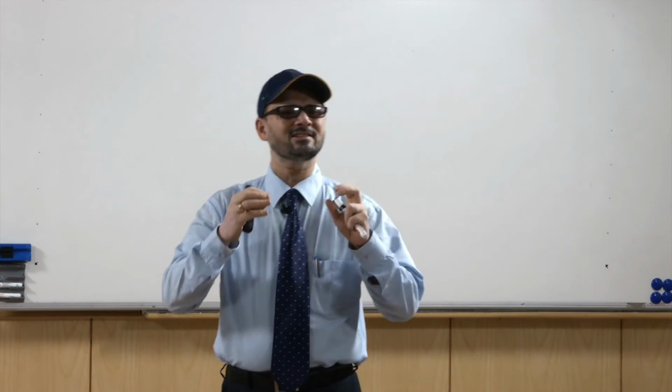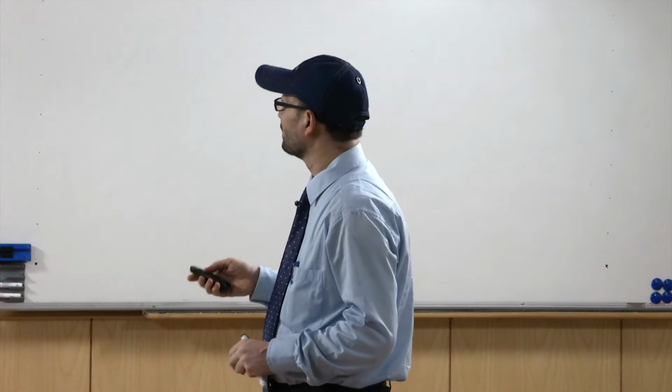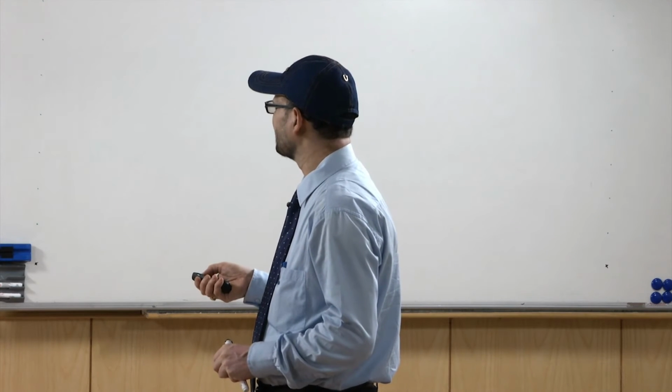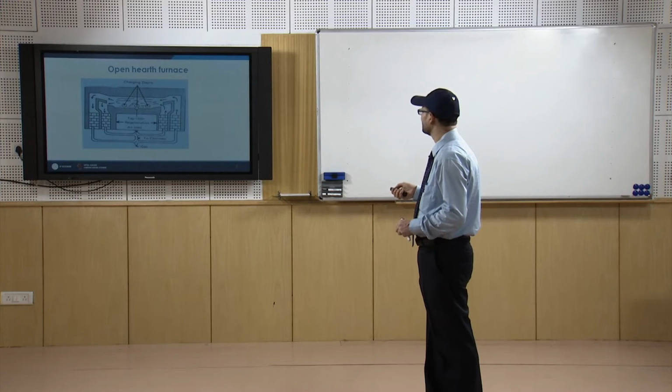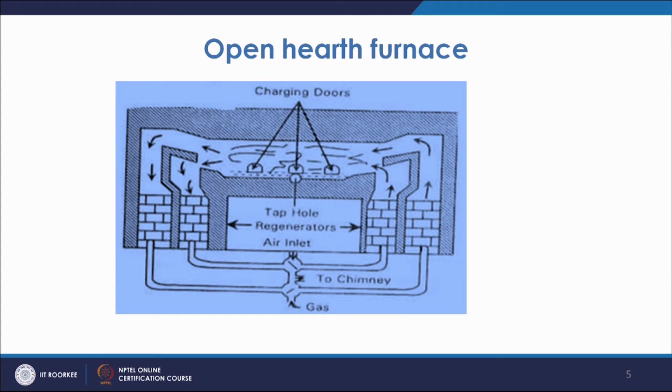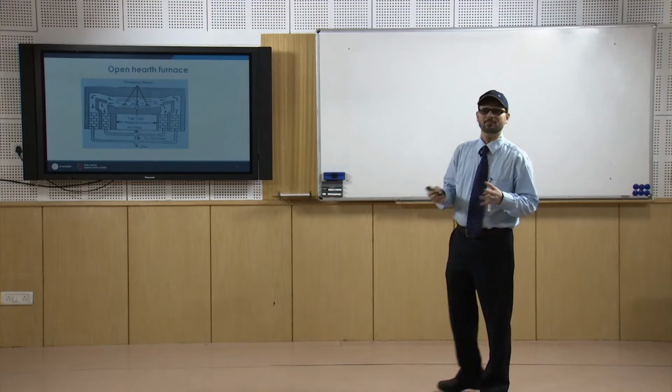Primarily it heats the metal which is there. It has a large and shallow depth of metal charge, and you have two regenerators on both sides, and the products of combustion come out through them. This cycle is rotated for some time: the inflow will be from this side and outflow from here. After some time it is reversed, and the inflow is from the other side and the outflow from this side. So that cycle is reversed.